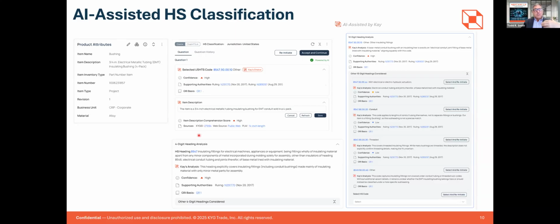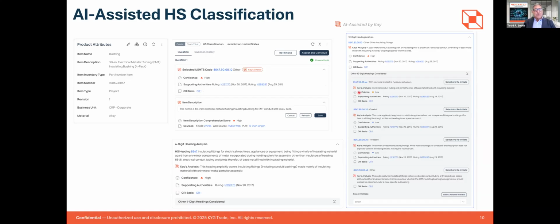As you can see here, we do this indent analysis. We have a confidence score at each indent level. We're supporting citations and authorities at each indent level. That includes WCO explanatory notes, rulings, informed compliance publications, and we'll even give you a GRI. And for each indent level, not only will Kay give you Kay's top choice, but you'll also get the other choices that were considered in the background.